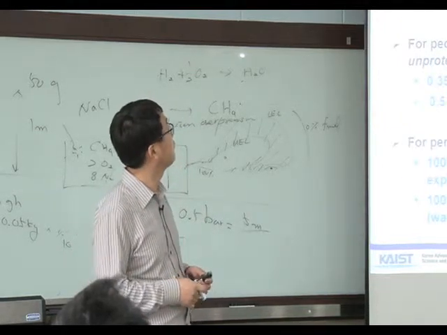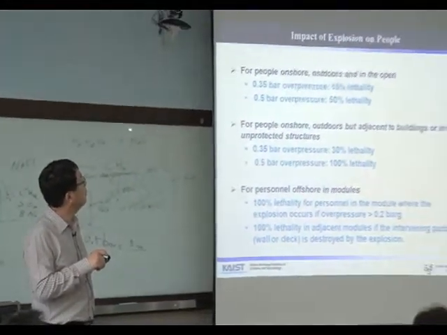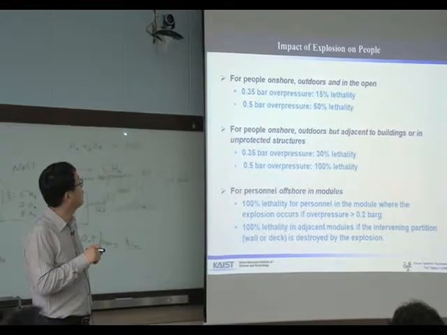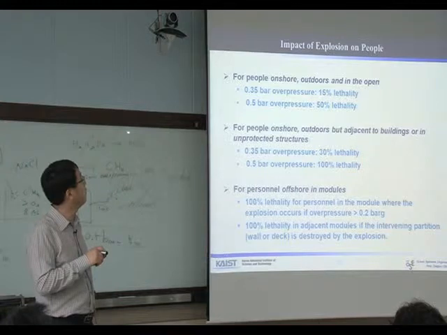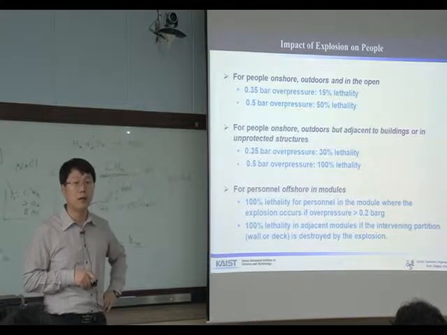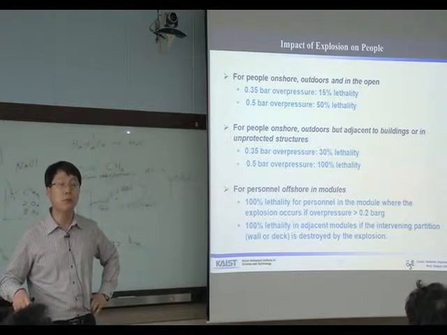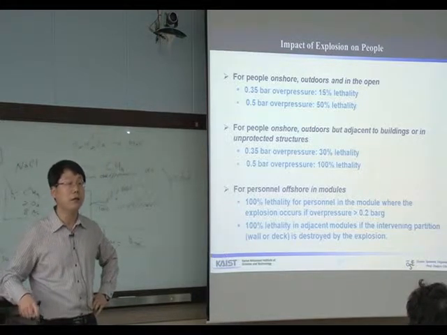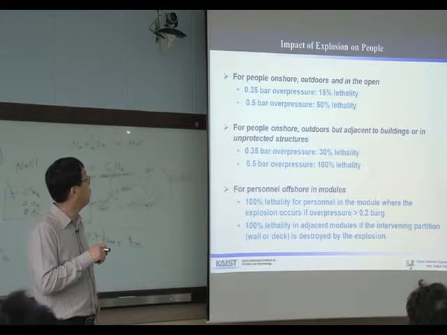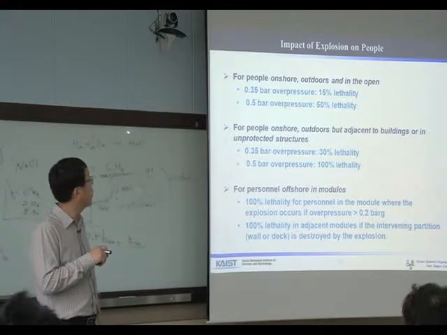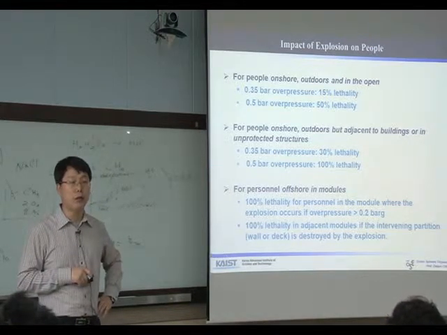Let's check this. For people onshore, outdoors in the open, 0.35 bar overpressure means 15% lethality. That means 15 of 100 people can be killed if the overpressure is like this. If the overpressure is 0.5 bar, 50 people of the 100 can be killed.